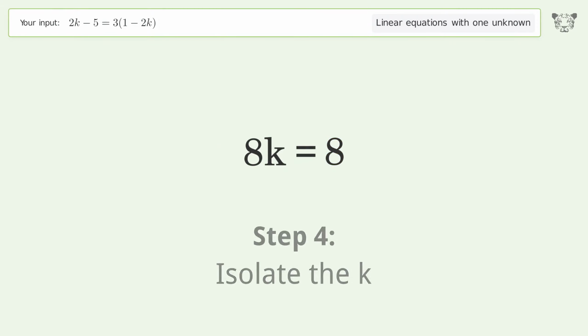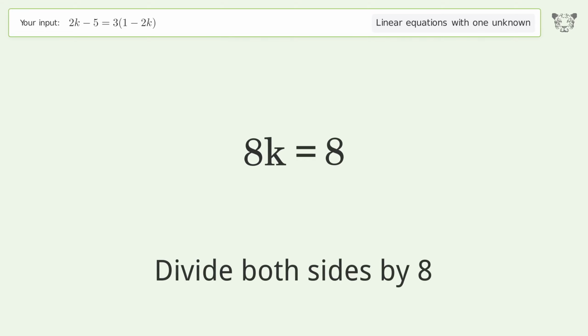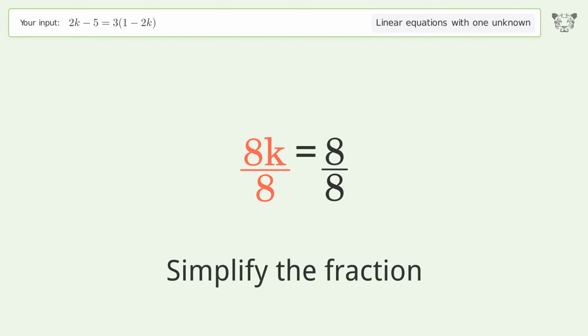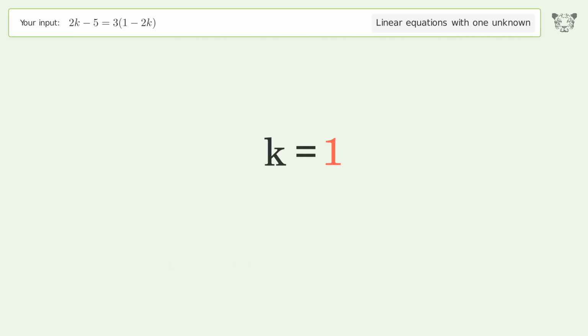Isolate the k. Divide both sides by 8. Simplify the fraction. And so the final result is k equals 1.